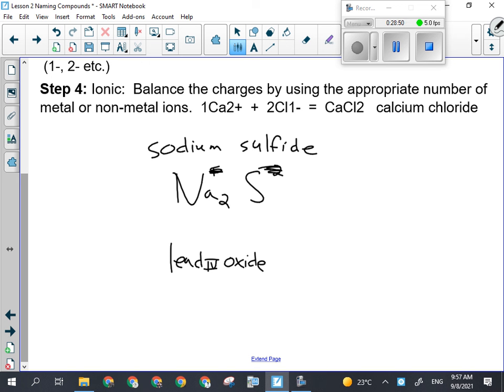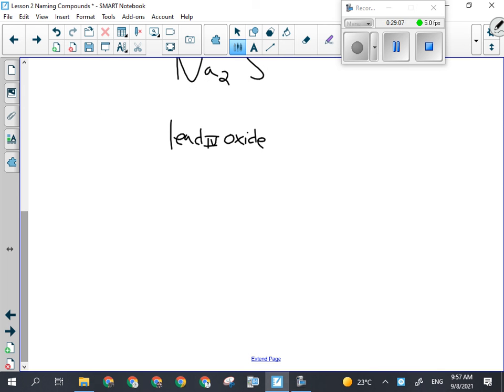Lead 4 oxide. What does the Roman numeral tell me about lead? It has a +4 charge. Okay? Because if it doesn't tell me that, I don't know which charge to use in my drop and swap. That Roman numeral tells me this is the lead that is 4+. All right? Oxygen is always 2-.